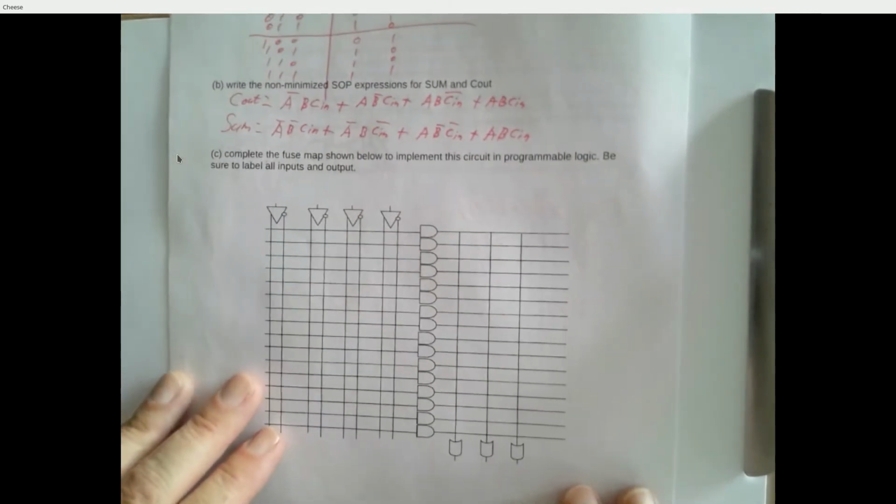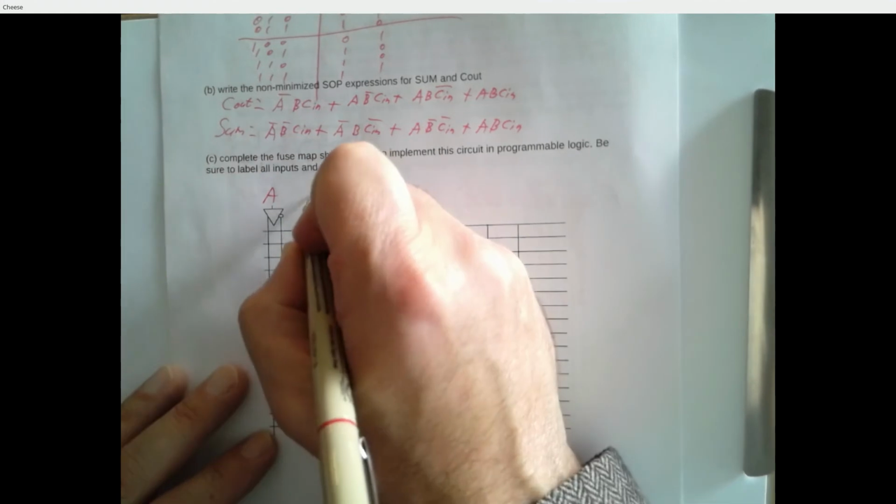Look familiar? All right, so there are different ways you can put this on a fuse map, but let's do it in the same order we've got here. I'll call my inputs A, B, and C in, so we're not even going to use this input. And this might be C out. We'll put sum over here just to be different. So for C out, we want A bar, B, C in.